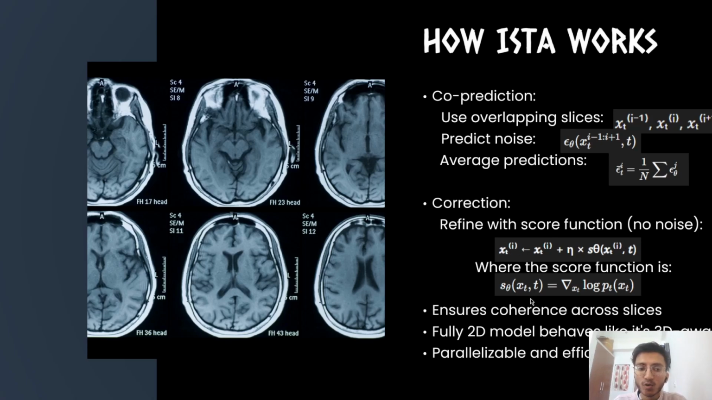This helps the output become more realistic and medically plausible while staying aligned with the neighboring slices. Together, these two steps ensure that the final outputs are coherent across slices. Deterministic means no randomness, efficient and parallelizable. And even more impressively, a 2D model can behave like a 3D-aware one.